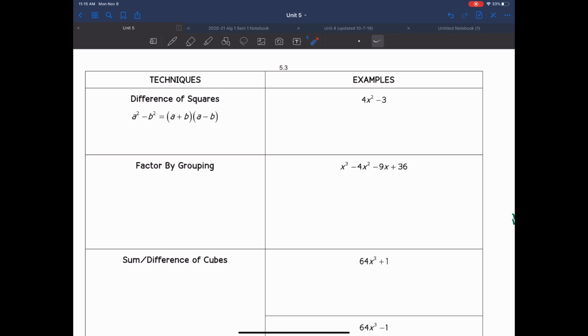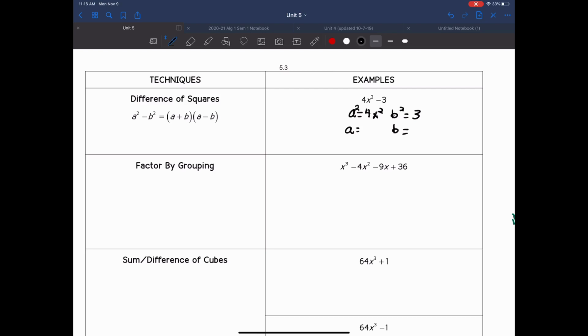Now, the way that I'm going to have you set this up is if we know that a squared is going to equal 4x squared, and b squared equals 3, because we have 4x squared minus 3, then to find a and b, to plug into the formula, I'm going to take the square root of both of those.